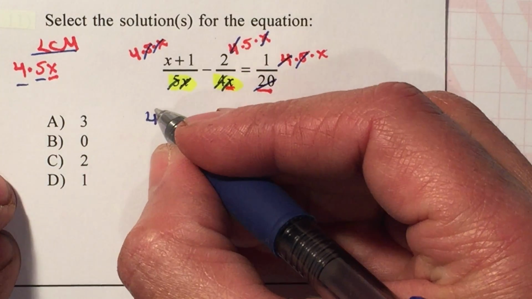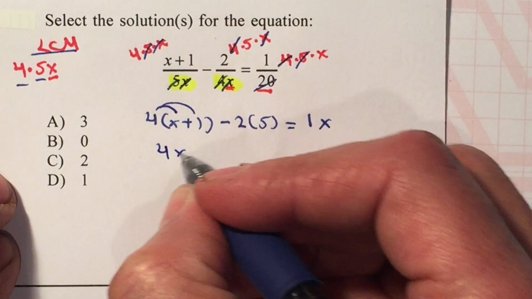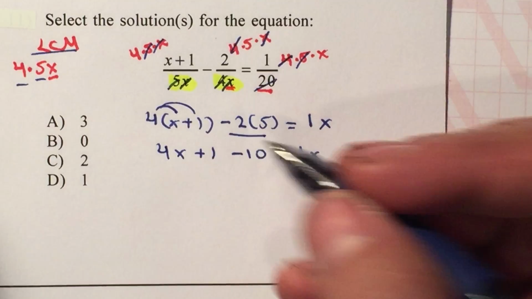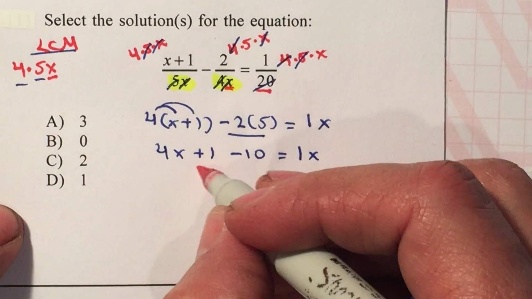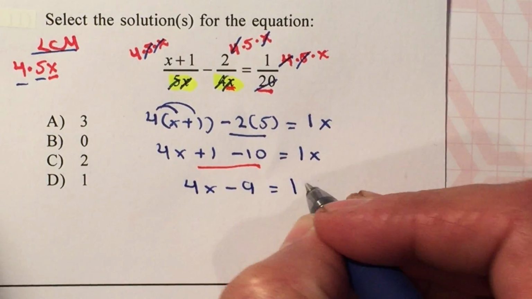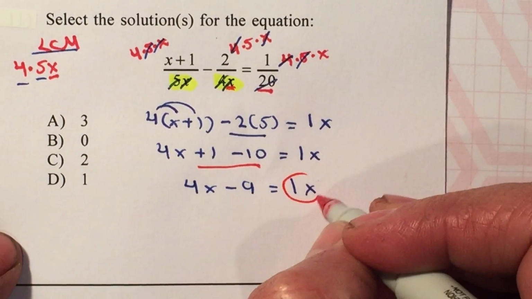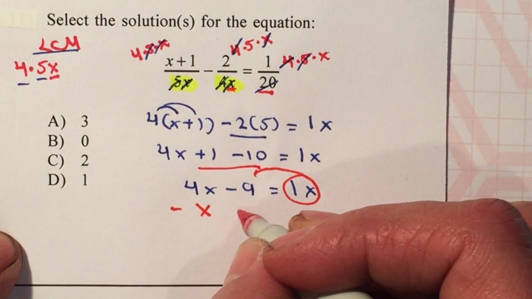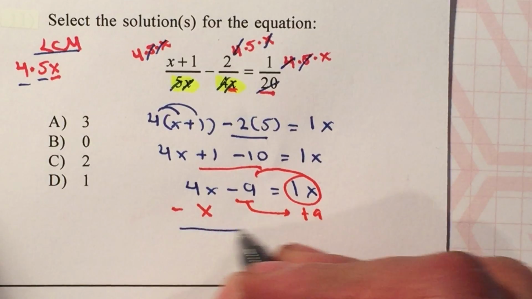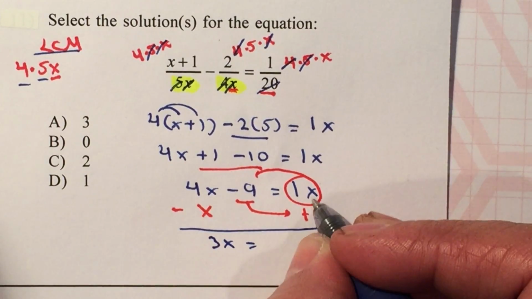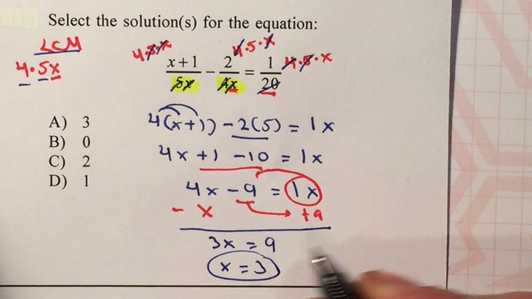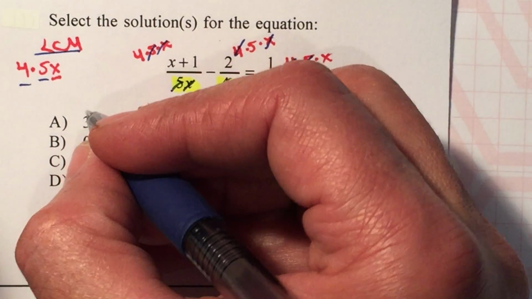A simpler equation. Distributive property. So we have 4 times x plus 1, minus 10, equal to 1x. I'm going to go ahead and add first, combine like terms. So that'll give me 4x minus 9 equal to 1x, or just x. I'm going to move my x to the left, becomes a negative x, or negative 1x, and I'll move my 9 to the right, becomes a positive 9. So therefore on the left I have a 3x, and on the right I just have a 9. Divide by 3 on both sides, so therefore x is equal to 3. And your answer is letter A.